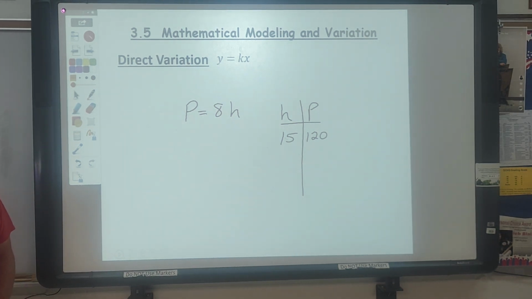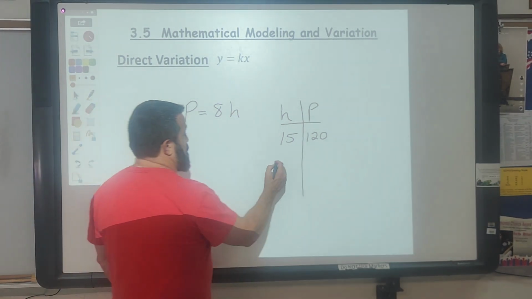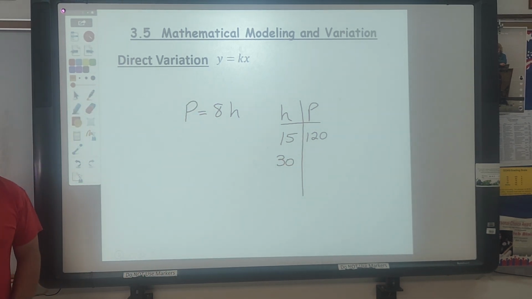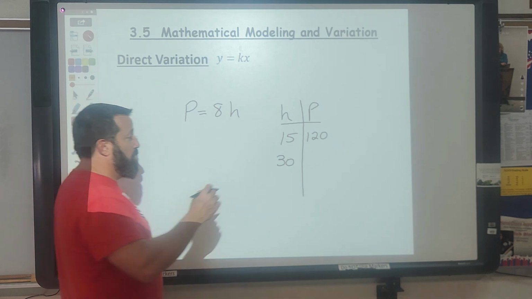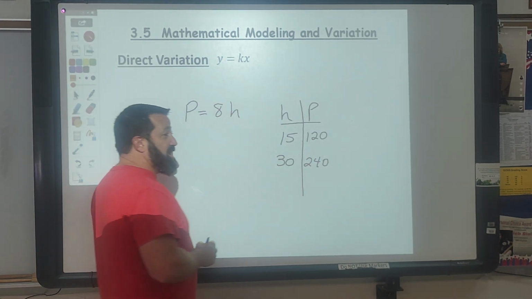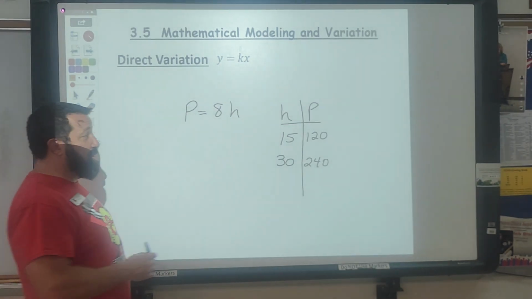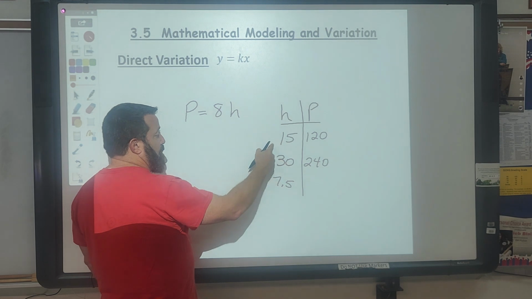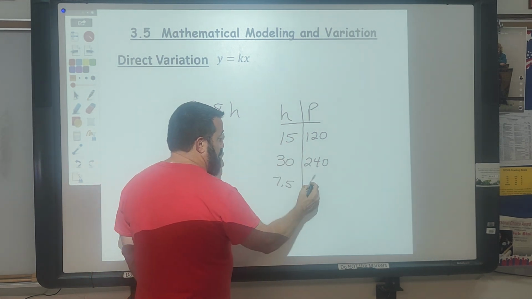But let's say next week there's going to be a big rush of customers, and they're like, we need you here more than normal, and they suddenly double your hours. If you double your hours, what do you think happens to your pay? It doubles. So that just makes sense, right? What if they cut your hours in half? What if they only gave you 7.5 hours? If you cut your hours in half, then your pay would go down to 60.